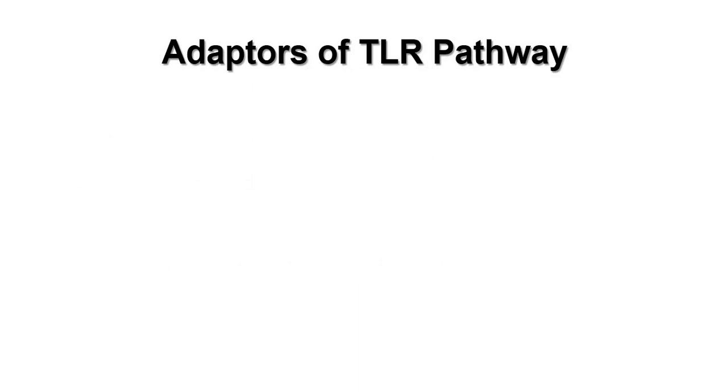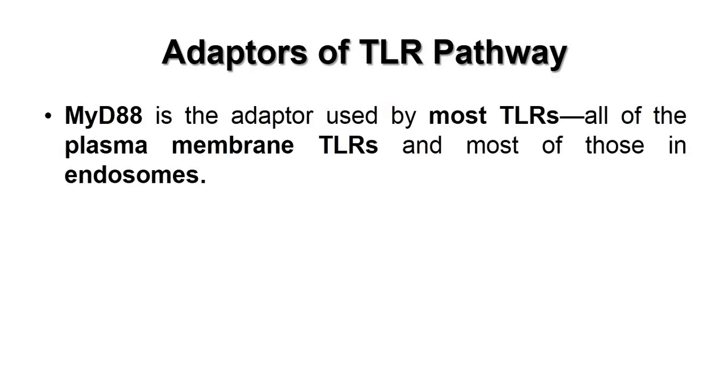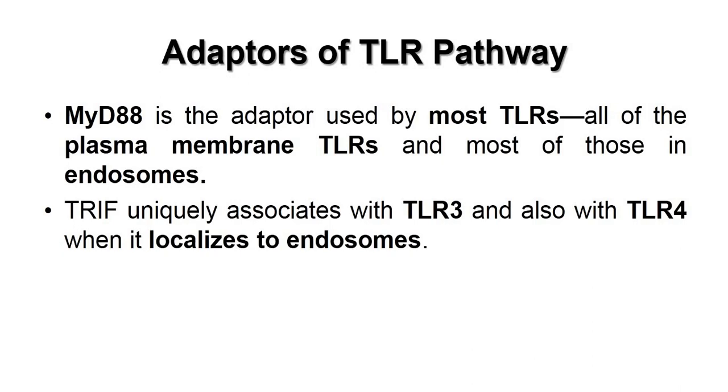MyD88 is the adapter used for most TLRs. TRIF is uniquely associated, very important MCQ question: which are the TLRs which utilize the TRIF pathway? One is TLR3, another is TLR4, very easy to remember, only two, and they are localized to endosomes. Apart from these two, all others use MyD88, that is used by most TLRs. Except for 3 and 4, all other TLRs use the MyD88 dependent pathway.